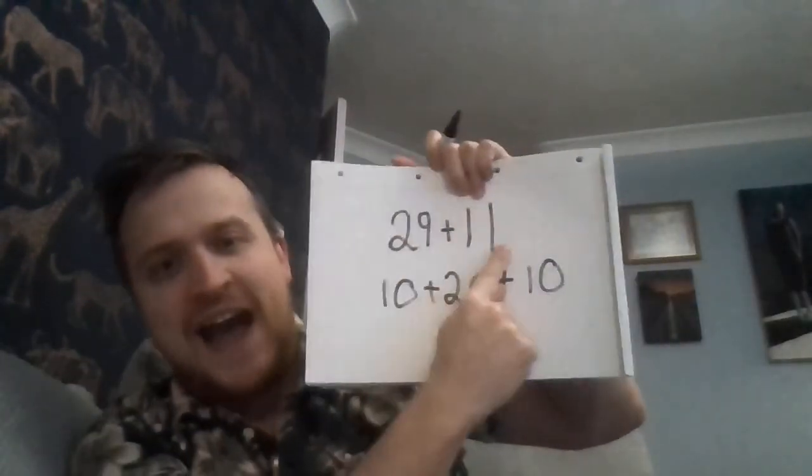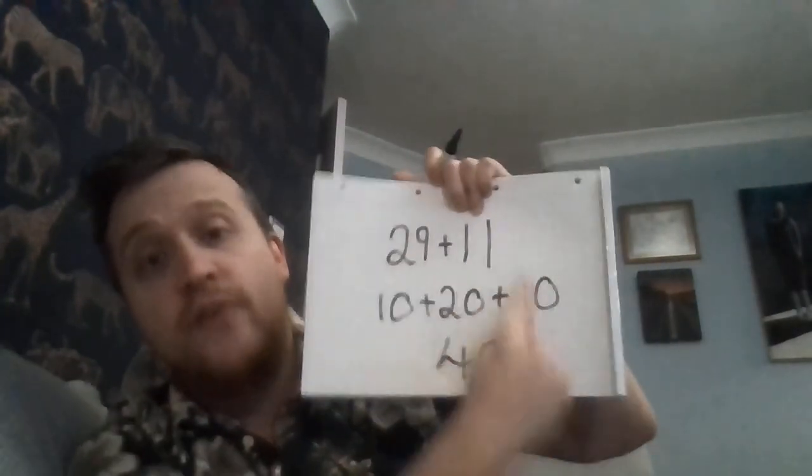The next question, I asked you what is 40, take away 11. Well, 29 add 11 is 40. So if I take away 11 from 40, if I do the inverse, I'll get back to the beginning number. So that means that 40 take away 11 would give me 29.